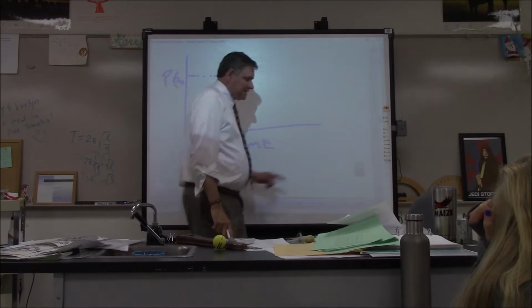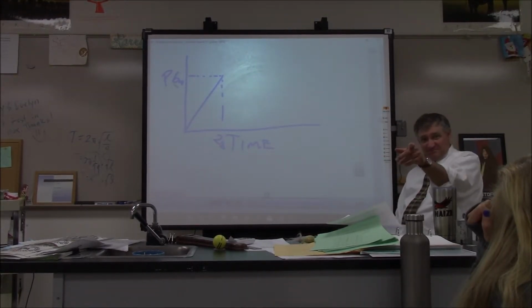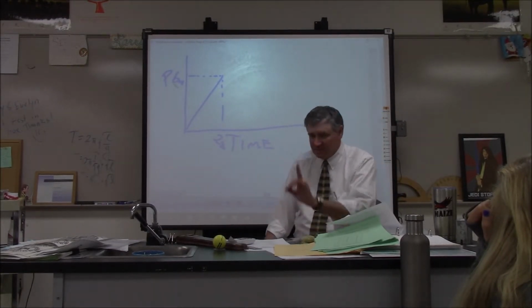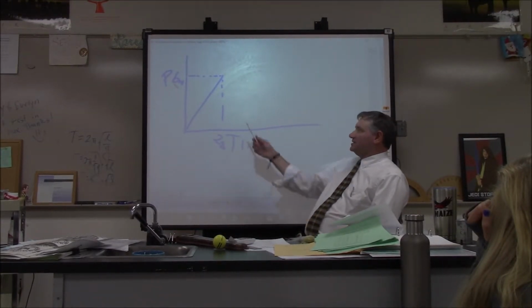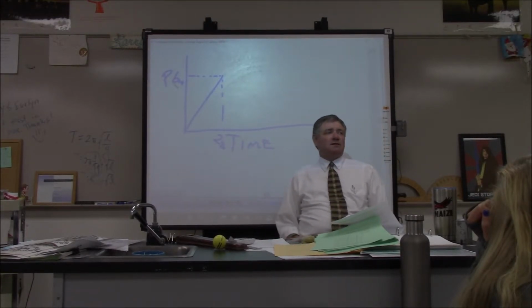Okay. Now, we need to look at two different situations. Accelerated motion and constant velocity. So here's the million-dollar question. This is a position time graph. Is that constant velocity?